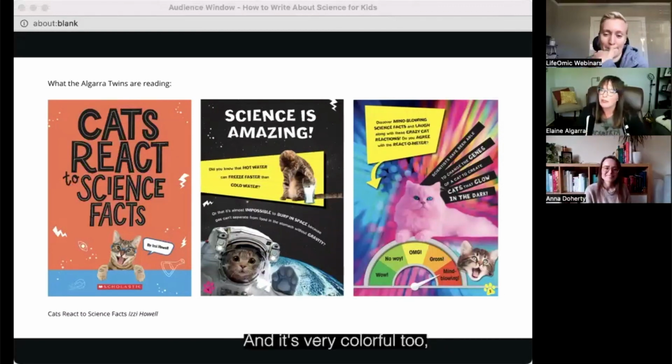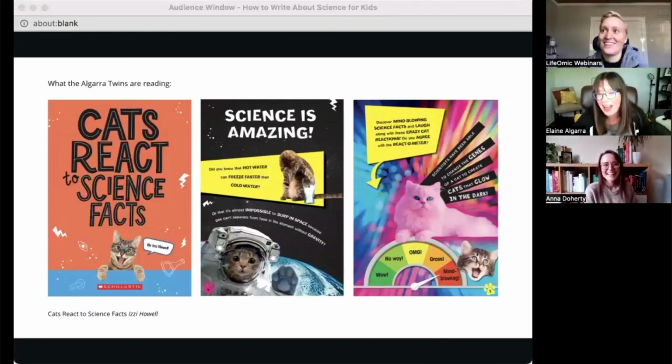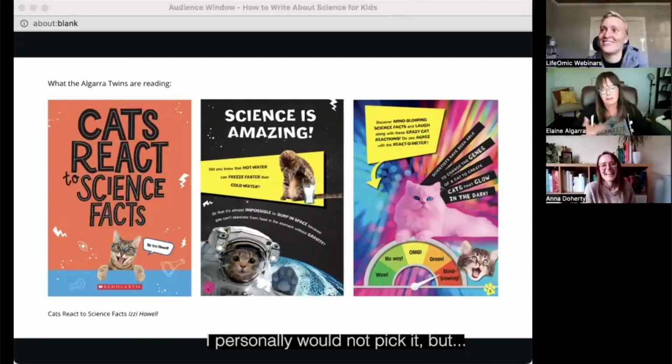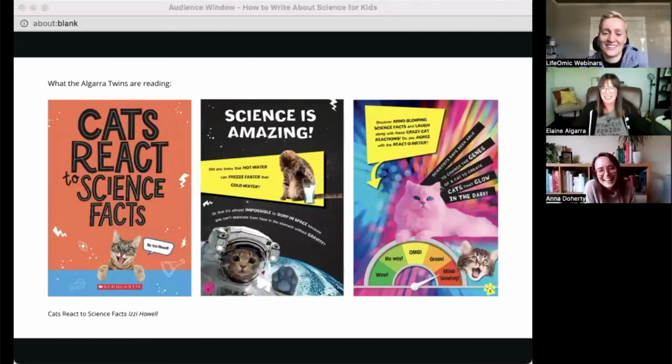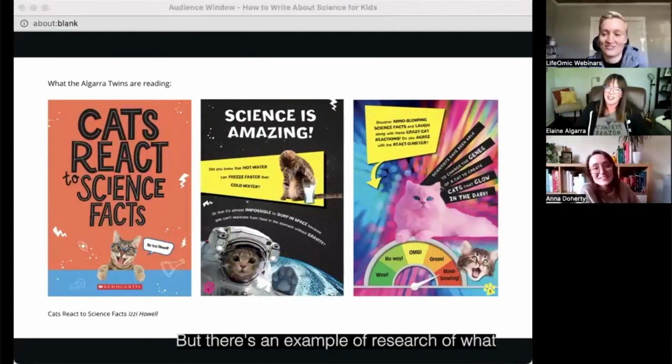And it's very colorful too, grabs your attention. Yeah. It's a little bit kitschy looking. I personally would not pick it, but there you go. But that's an example of research of what kids like.